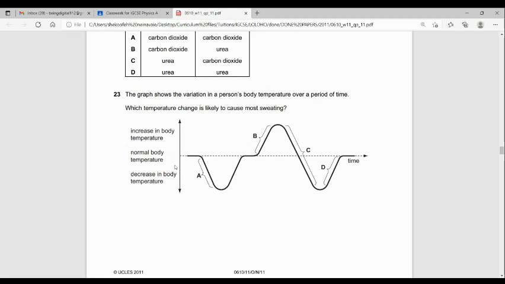So the hotter the temperature. Here at this level, your body is very low in temperature, but here it increased, and after that it stopped dropping. It means that in this stage, in B, your body has been sweating more. So that's why your body temperature after that has gone down again one more time. So answer is B.